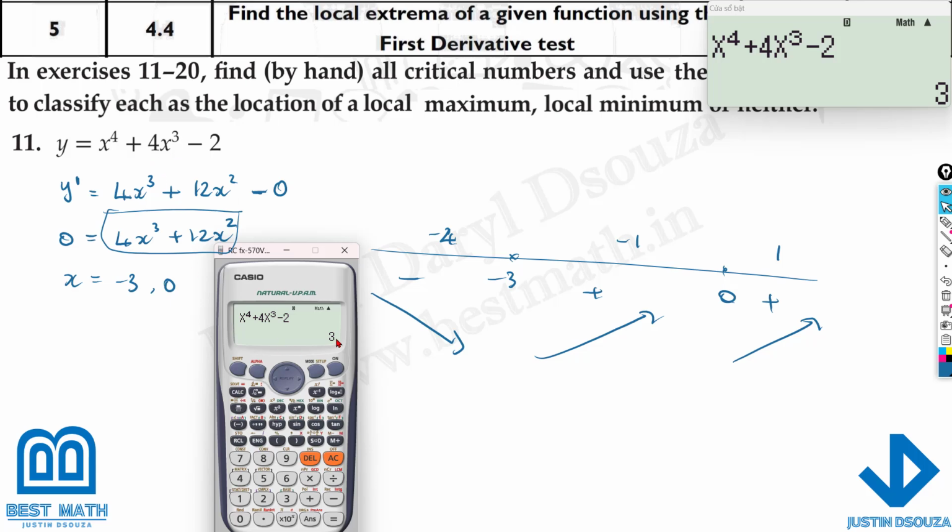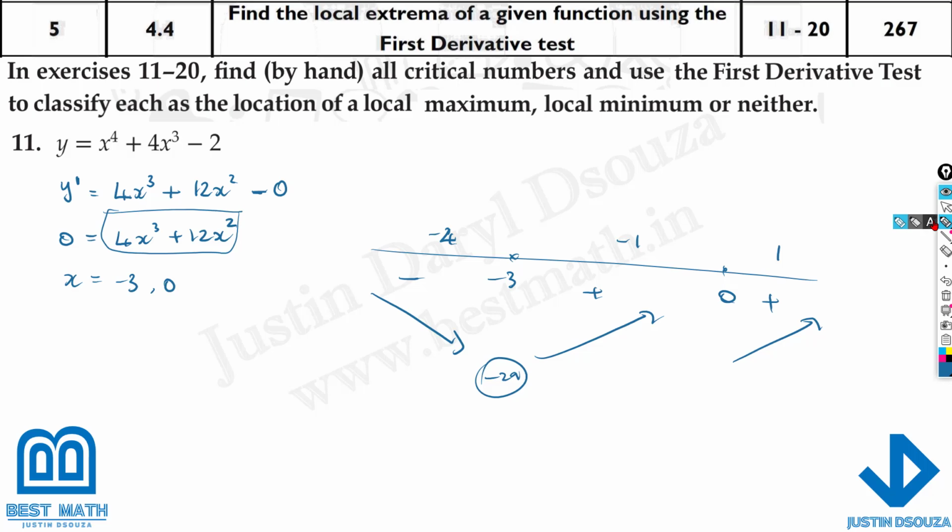Oh, sorry, this is not the correct answer. I need to calculate it at -3. So the minimum value is -29. At this point, the graph would have -29 over here. And what about 0? Calculated at 0, it is -2, but that is not the maximum point.